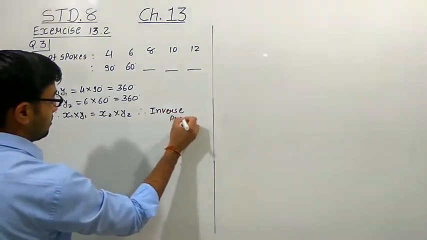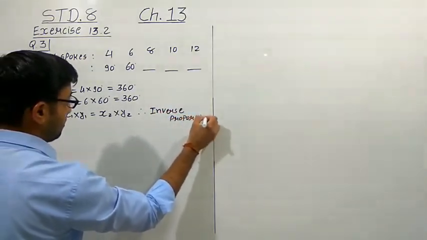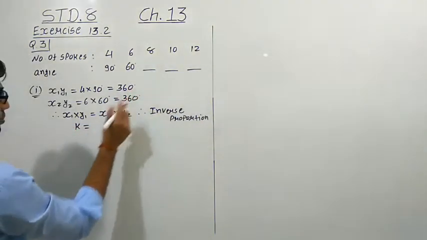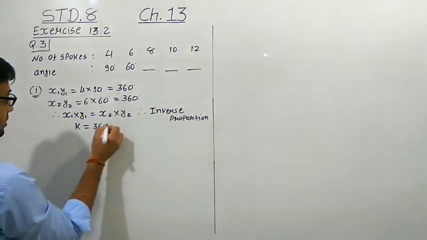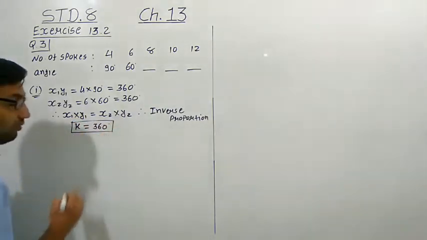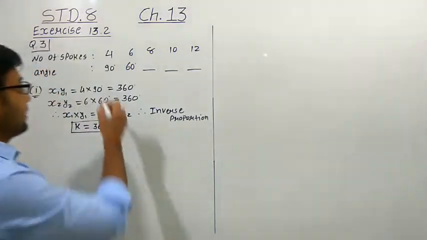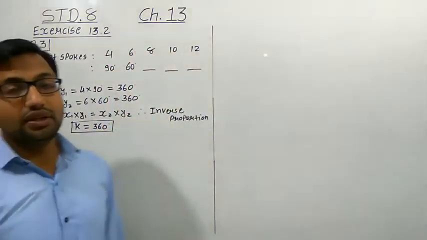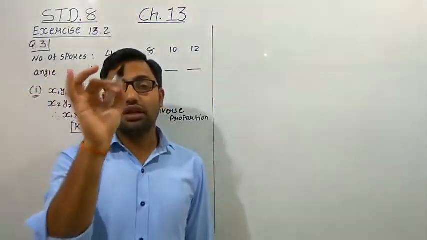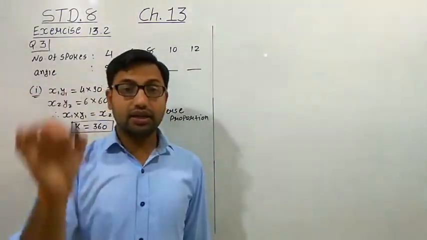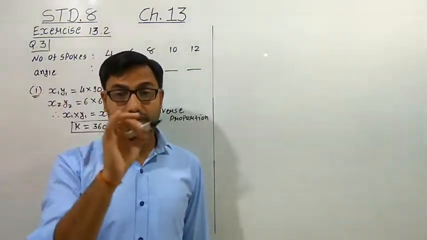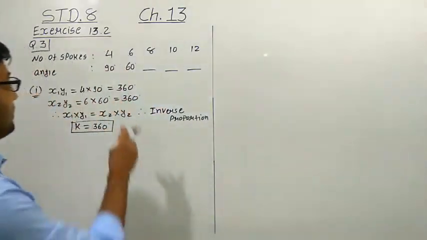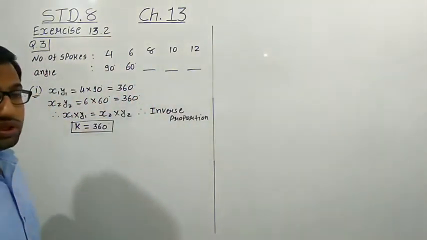and therefore we can say that it is an inverse proportion. And for this inverse proportion, what is the constant? Constant is 360 degree. Got it? Because for each and every case we will get the constant equal to 360 degree. Why is it? Because the total circle, at one point, the sum of all the angles is equal to 360 degree. And that is why here we get the constant equal to 360 degree.